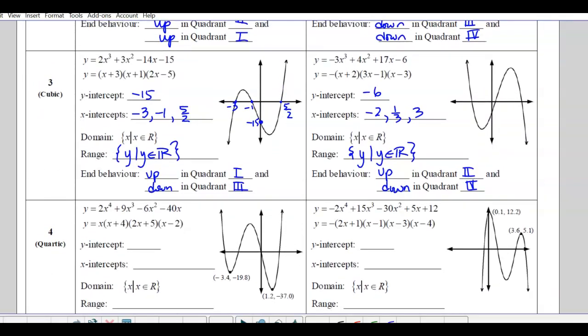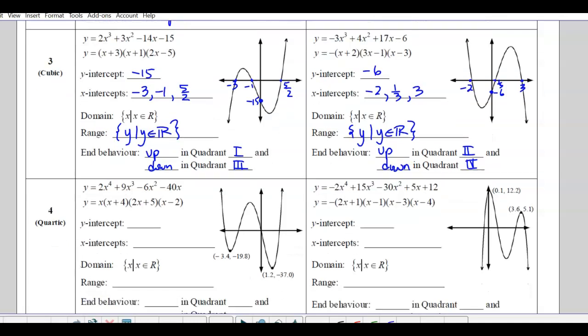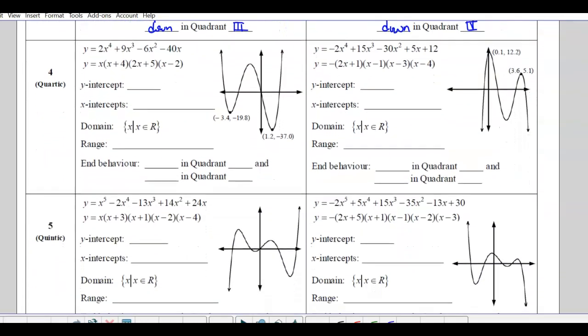Okay, and then another cubic. So y-intercept of -6, x-intercepts of -2, 1/3, and 3. Okay. Arrows going in diagonal quadrants, so all real numbers. Up in quadrant 2, down in quadrant 4. Okay. Then degree 4 and degree 5.